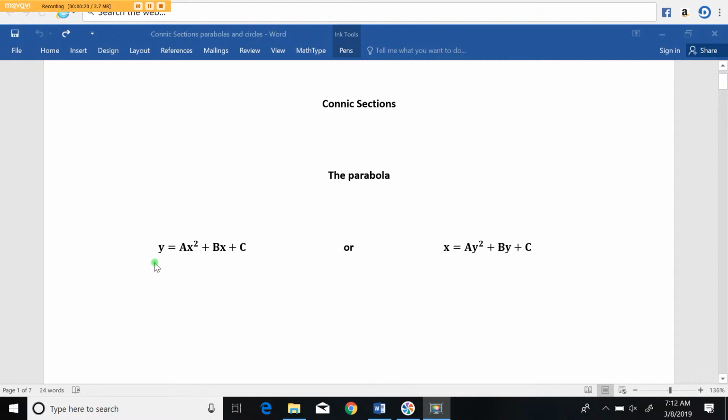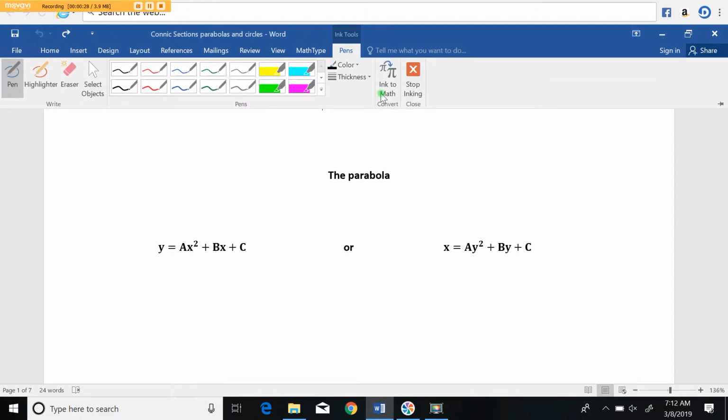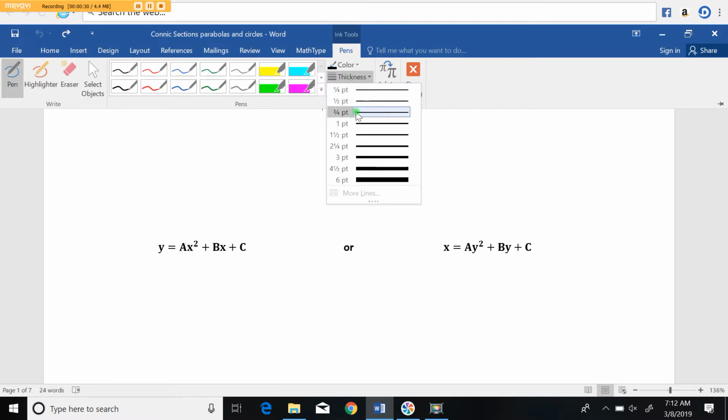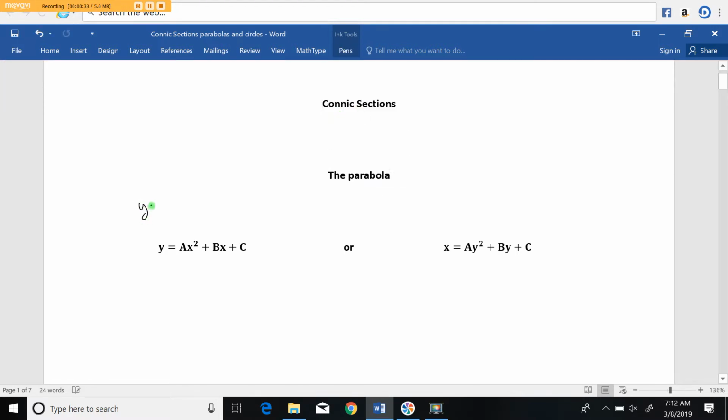So when they open vertically, this is the general form for them: y equals ax squared plus bx plus c. For example, y equals 3x squared minus 2x plus 5. That's an example of a parabola that opens vertically.